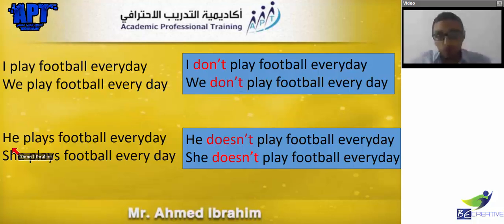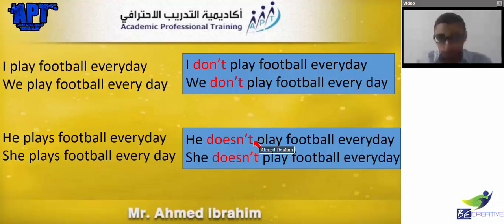When the one who did the verb is singular, like he plays, see, I added an S to the verb. He plays football every day. When I made it negative, I said he doesn't, not don't, doesn't. And play lost the S.